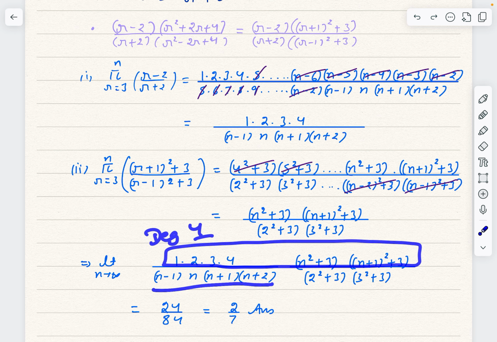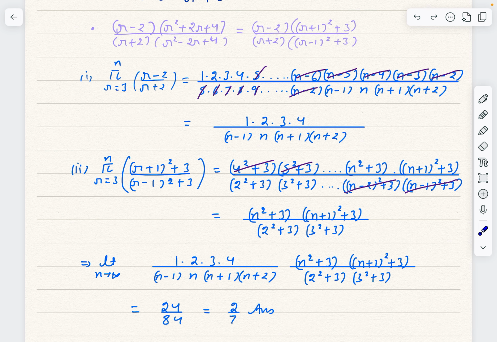The denominator also has a degree 4 polynomial. So we discussed the infinity by infinity form, two polynomials of the same degree. The final answer will just be the ratio of the leading coefficients. The leading coefficient in the numerator will be 1 into 2 into 3 into 4, which is 24.